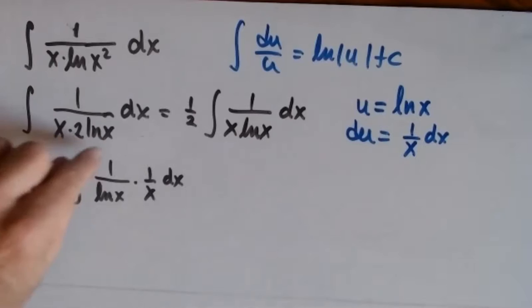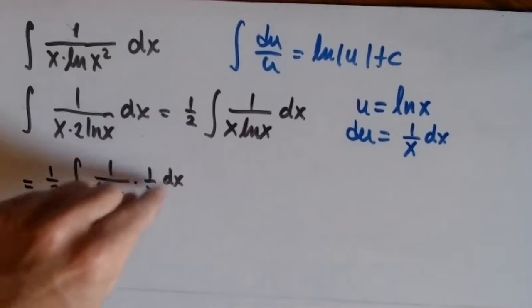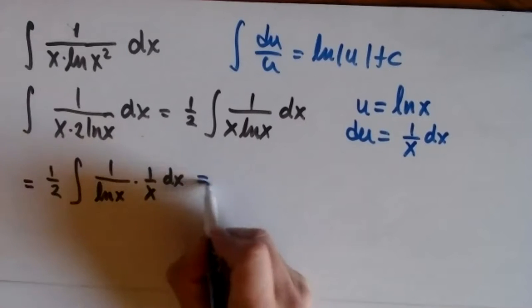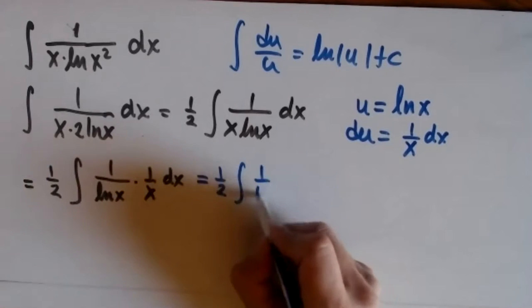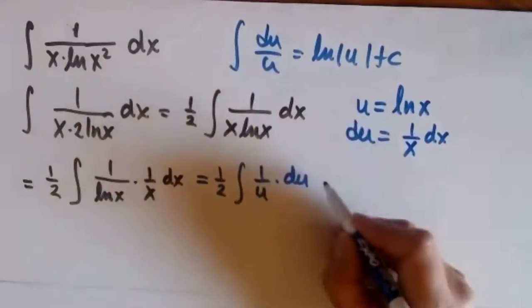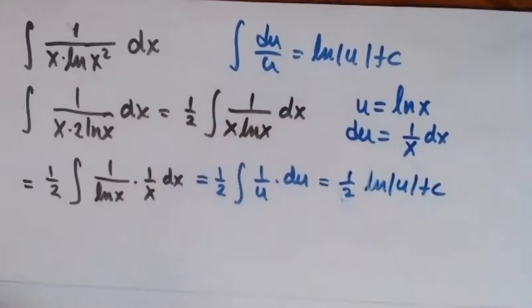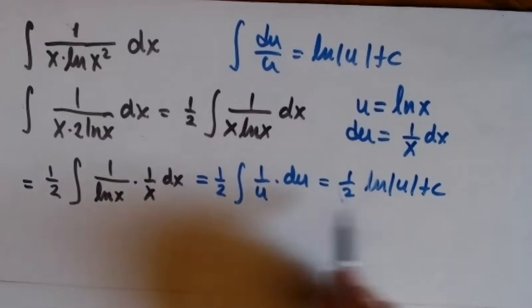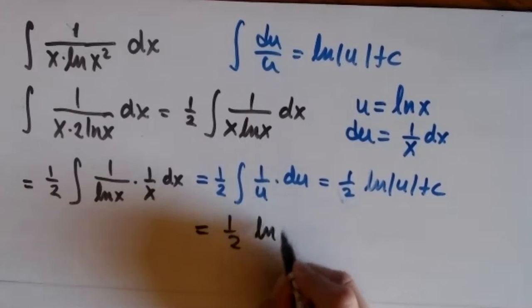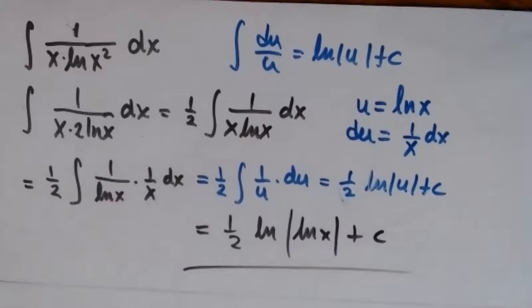So I play with the fractions. This product is the product of these two fractions, correct? I'm just grouping conveniently. All this portion is going to be the u, and this is going to be 1 over u. So I make my substitution: 1/2 integral of 1 over u times du. Now the solution is here. This is 1/2 ln of u plus c, and the only thing I have to do is put in the u value. So I put 1/2 ln of the absolute value of ln x plus c. That's my solution.